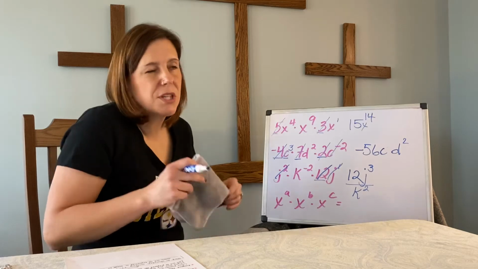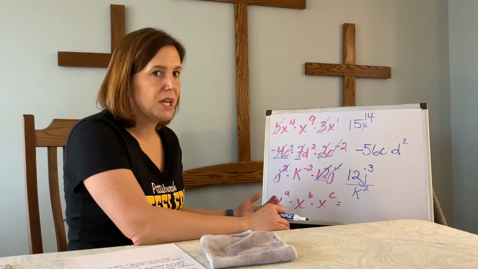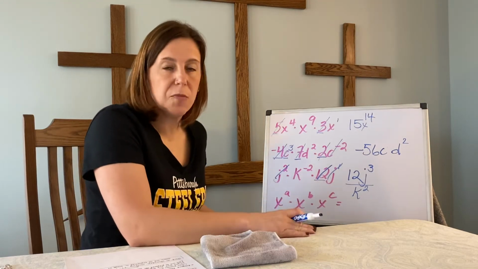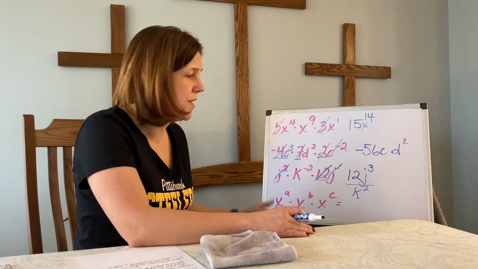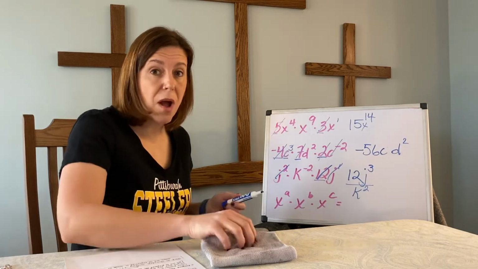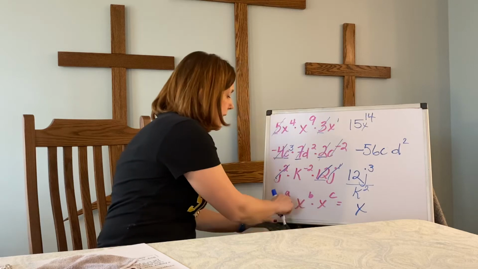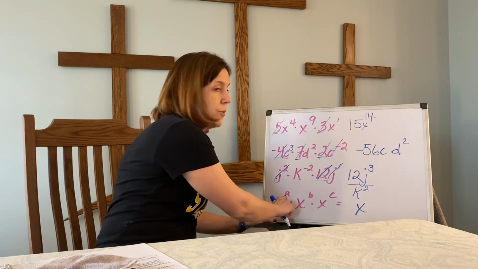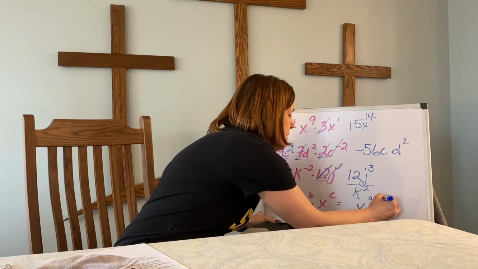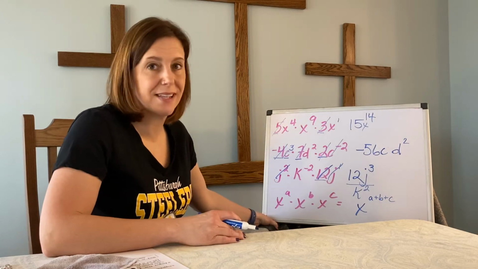Okay, the last one is just a challenge problem. Just making sure you understand the property at work here. X to the A times X to the B times X to the C. You might be thinking, Mrs. Agate, there are no numbers there. What can I do with that? Well, we can still simplify it following this property. My base is X. That's not going to change. And so what would I do? I would add all 3 parts. So my answer to this simplified would be X to the A plus B plus C.